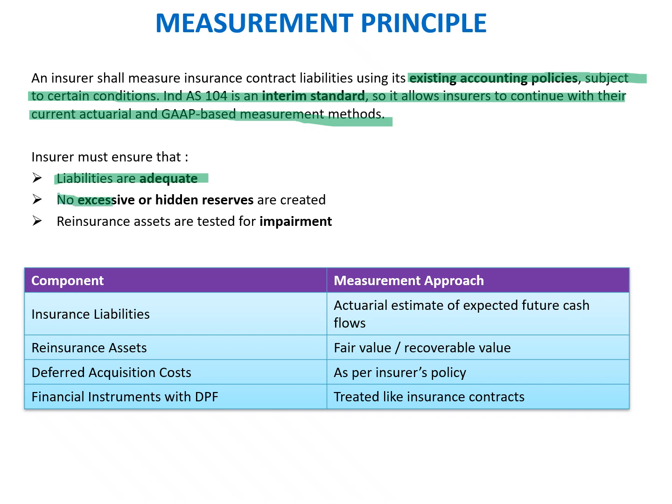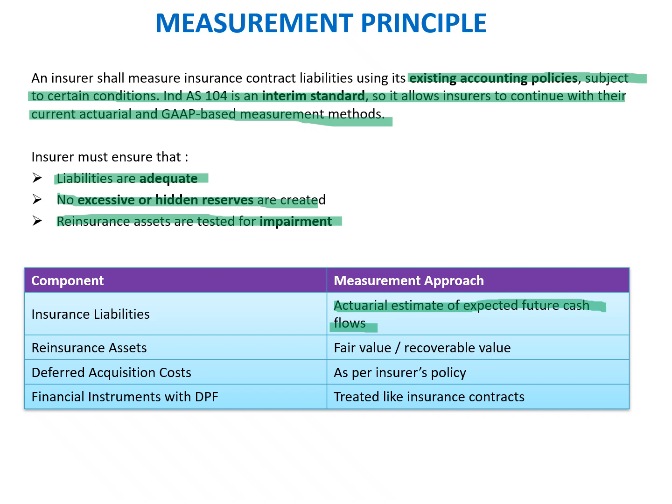No excessive or hidden reserves are created, and reinsurance assets are tested for impairment. So this conservative approach needs to be adopted while doing the measurement. For a component that is an insurance liability, the measurement approach is the actuarial estimate of the expected future flows. This is the basis on which that particular liability would be measured.